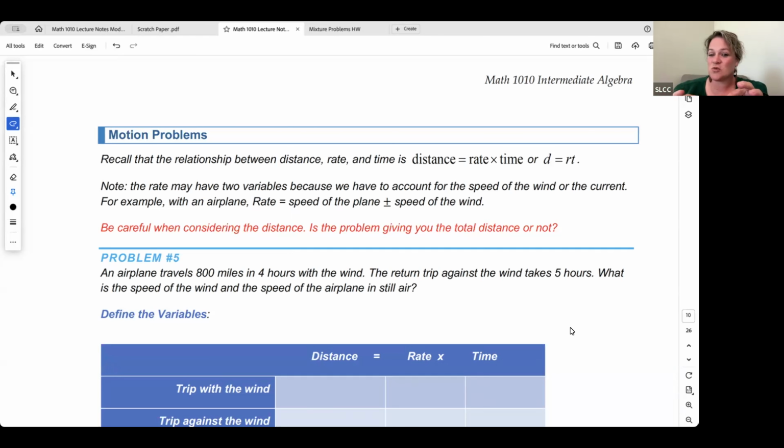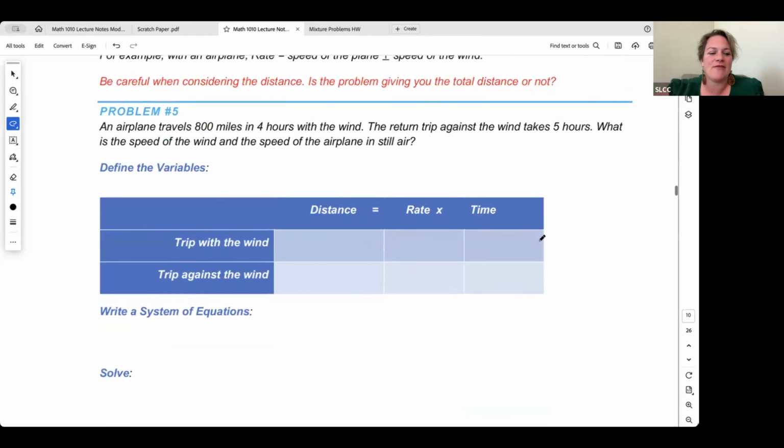So in this section, when we're dealing with systems of two equations with two unknowns, those two unknowns will be the speed of the boat and the speed of the current, or the speed of the wind and the speed of the plane. Make sure you're aware that sometimes they give you a total distance instead of each distance separately. Let's look at number 5.